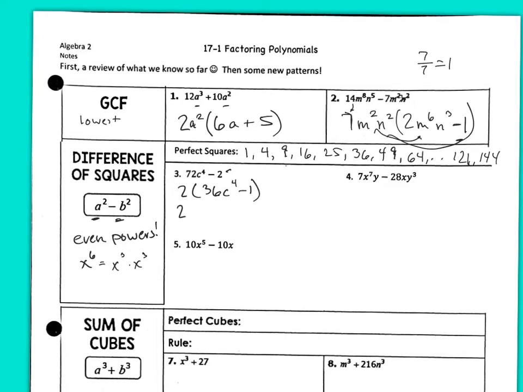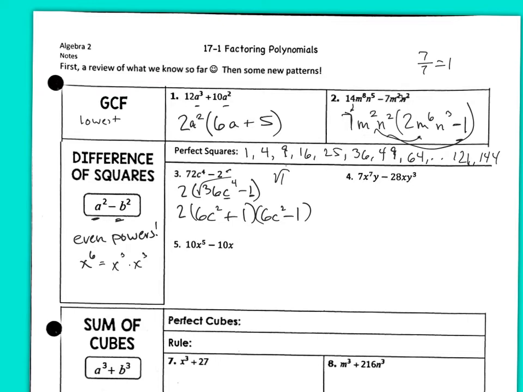Now the 2 stays there, and 36, that's a perfect square. C to the 4th is an even power. That's a perfect square, and 1's a perfect square. So the difference of two squares, you're basically taking the square root of the first term, so that would be 6c squared, 6c squared. Then we're taking the square root of the second term, 1 and 1. And then your signs, 1 is a plus, 1 is a minus.